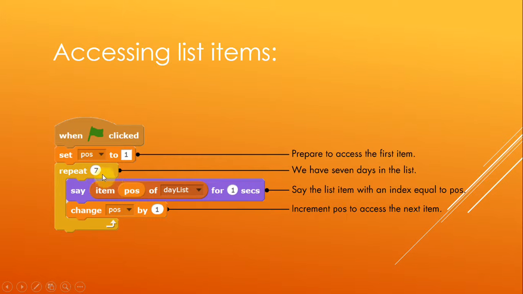So what we're doing here is starting at 1, which was Sunday, it'll say item 1 of day list, which is Sunday, for a second. It'll then bump position by 1 to position 2. It'll then say item 2 of day list, which is Monday, and so forth through our 7 days of the week. Okay, you can go ahead and try this script now, and you can see what the result will be.